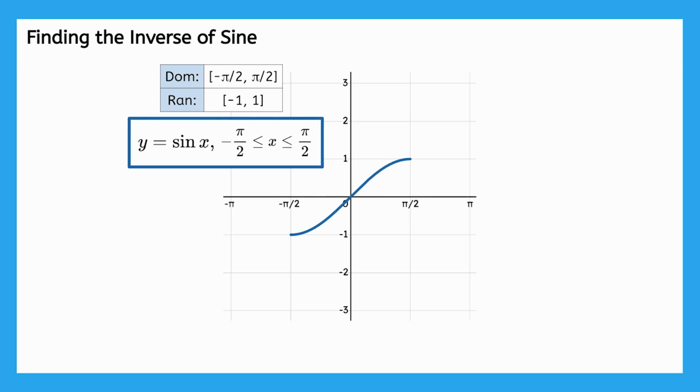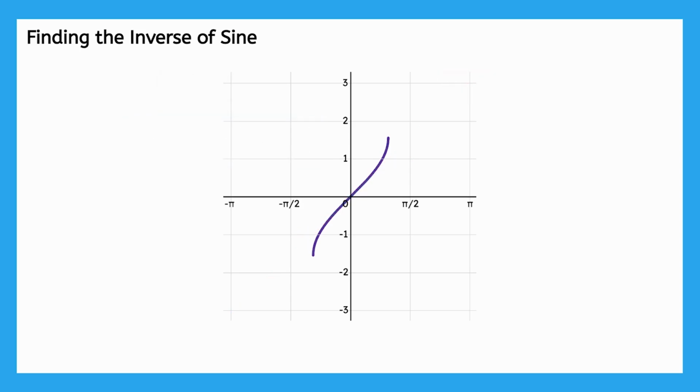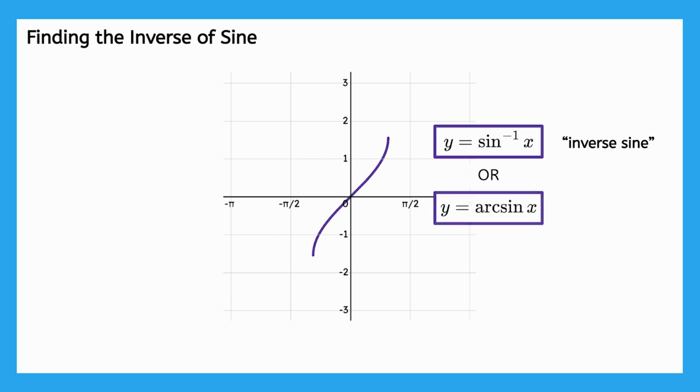Do you remember how we can graph the inverse of a function? Inverses are reflections of each other over the line y equals x. So to get the graph of inverse sine, we just reflect our restricted graph over y equals x. And ta-da! We call this function inverse sine, which we notate using the -1 superscript. Inverse sine is also often called arc sine, so we'll be using both these names interchangeably.